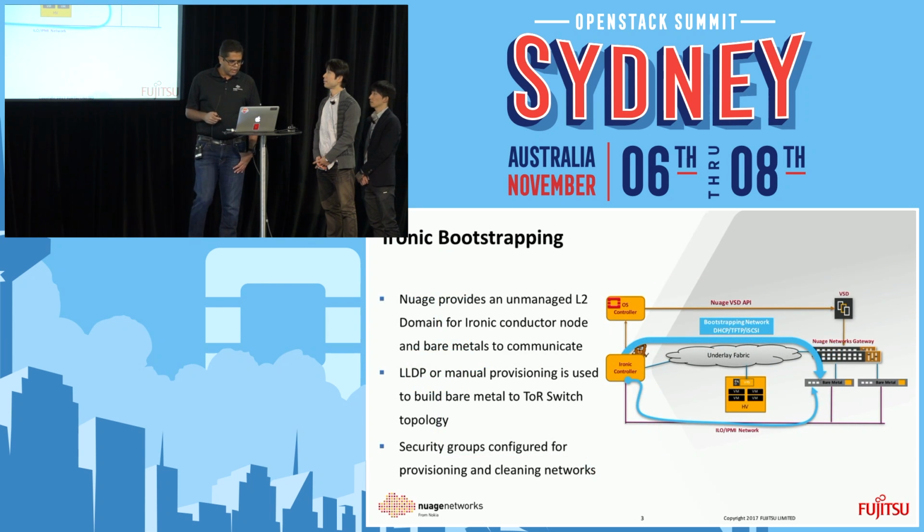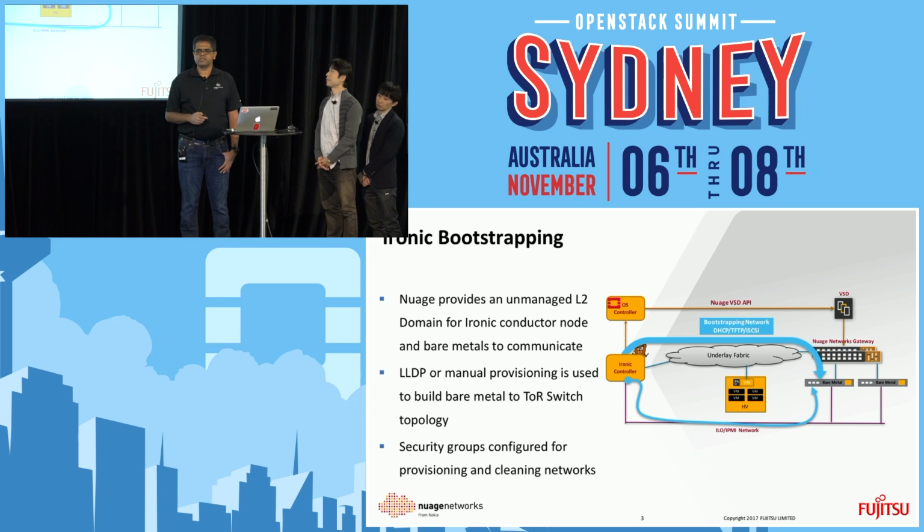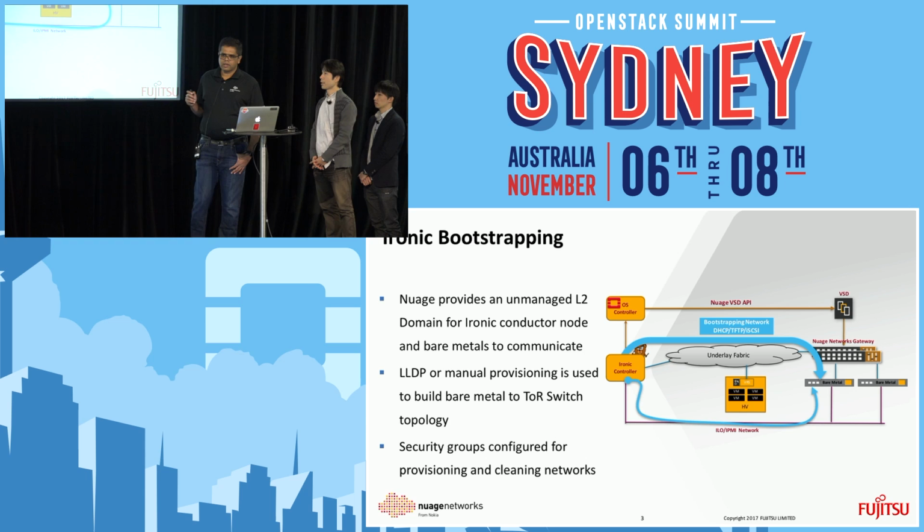To get into the Ironic stages, the first stage, as you know, is a bootstrapping stage where we bring up the bare metal with the deploy image, and we collect some information from it. For that to happen, Nuage automates the networking needed to connect the Ironic controller so that it can talk to the bare metals. So we create an L2 domain, and the controller is also talking to the bare metal using the IPMI network to start it and restart it as needed.